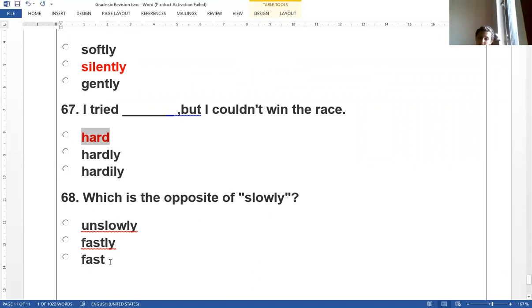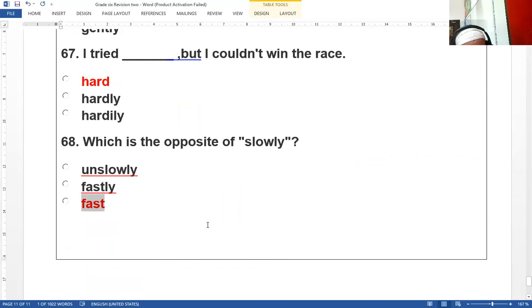Fast. But there is no "unslowly," okay? Yes, the opposite of slowly is fast. There is no word in English called "fastly," my dear students. This word doesn't exist in English.